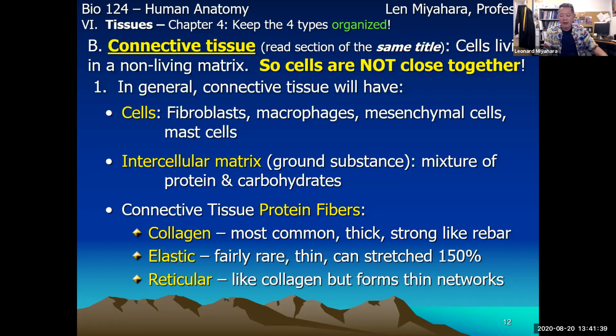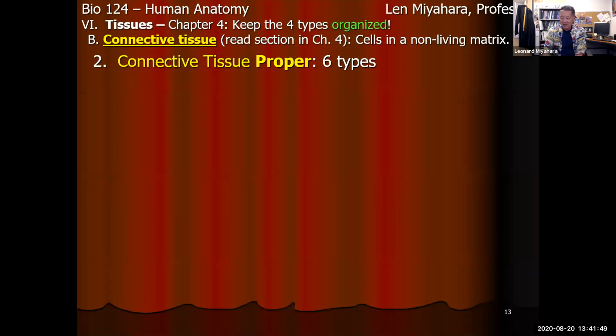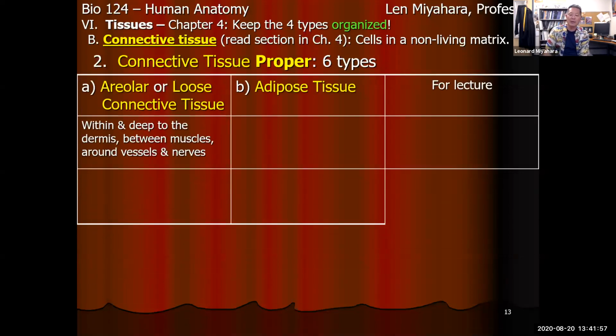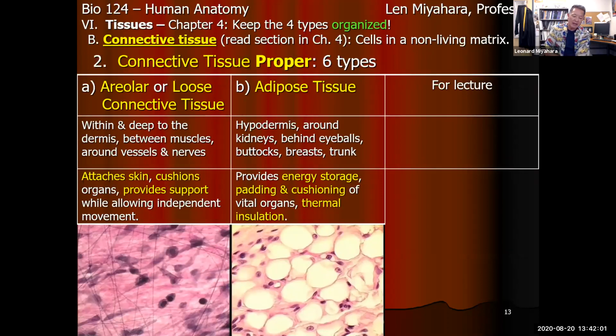Okay. Now, let's go through the list, and then we'll take a break after we get through connective tissue. Are you guys ready? There's actually 6 types of what we call connective tissue proper. Of those 6, on your best friend, there are only 3. Here's 2 of them. You do have to learn all 6 for lecture, but for the lab quiz, you only have to learn 3 out of the 6. Here's 2 of them.